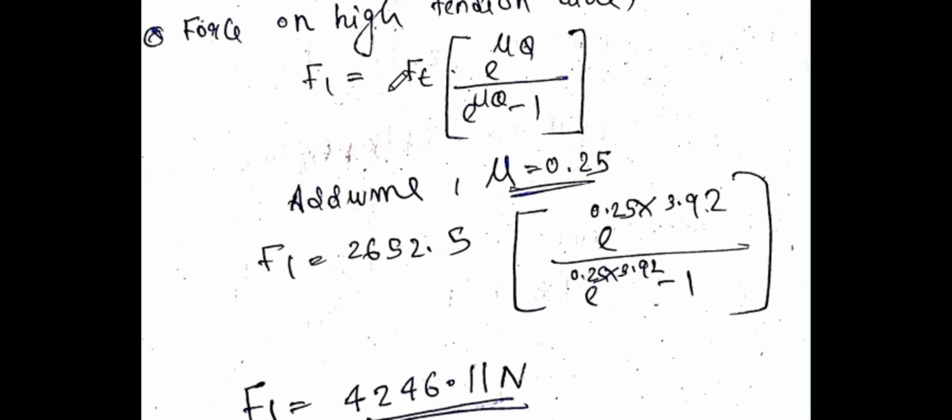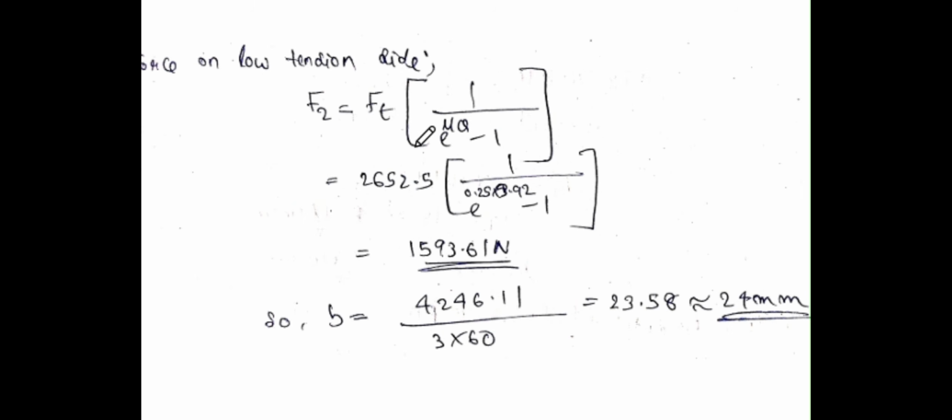This is the equation to find the force on the high tension side. This equation is also in the data book. We don't have the value of mu, but we can assume 0.25. The remaining terms we know, so we can find F1, the force on the high tension side, as 4246 Newton. Similarly, you can find the force on the low tension side, F2. This equation is also in the data book.